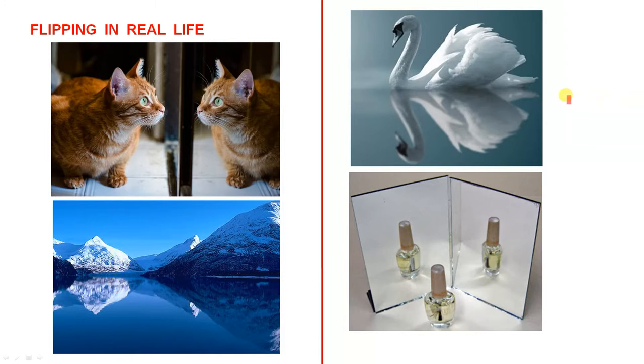Exactly the same with a swan floating on that clear pond or clear water. You can see the flipping action there. And the same with this little bottle, possibly perfume, looking at itself in the mirror both there and there. You can see the flipped images.